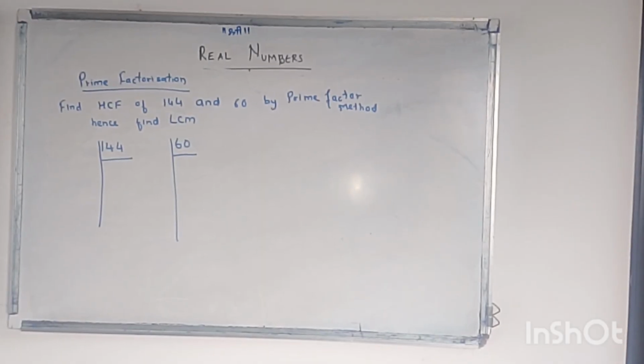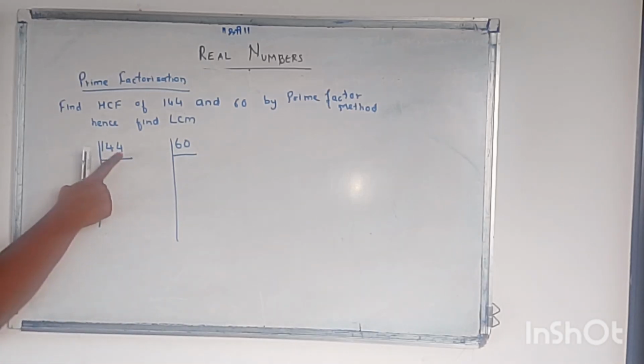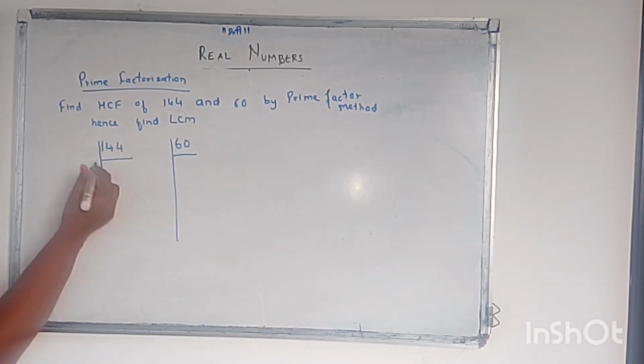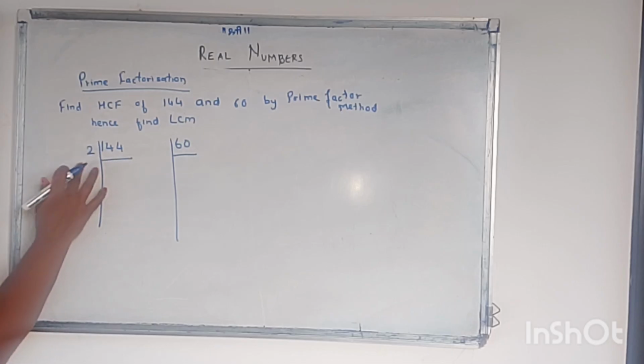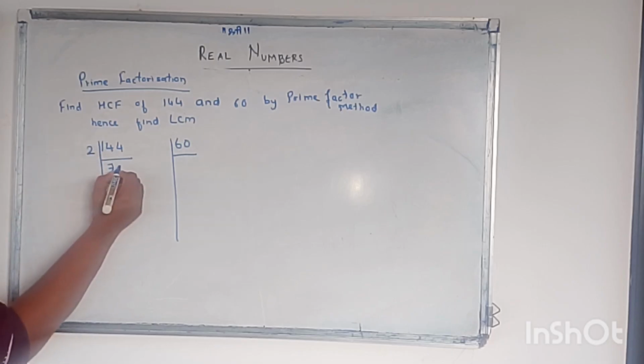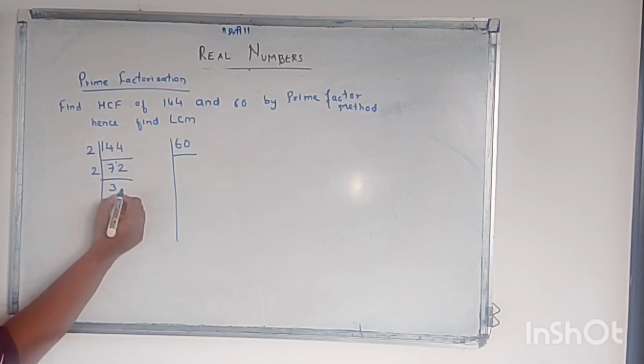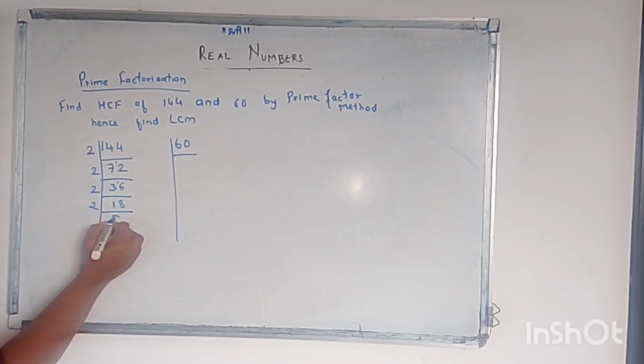So here is the first type, prime factorization method. Find the HCF of 144 and 60 by prime factor method. So how to take the factors? This is 144. The last number is 4, so it is divisible by 2. We have to always start with the lowest number. 2 7s are 14. 2 2s are 4. Again 2. 2 3s are 6. Carry 1. 2 6s are 12. 2 1s are 2. Carry 1. 2 8s are 16. 2 9s are 18.